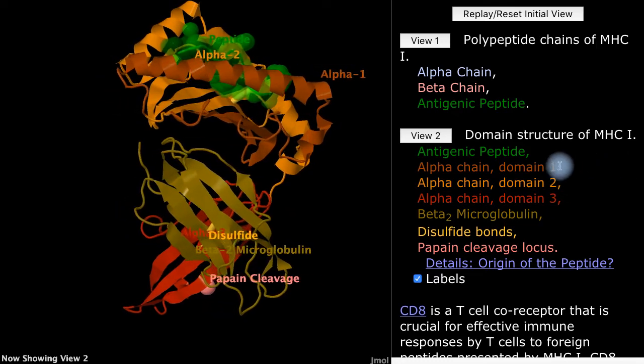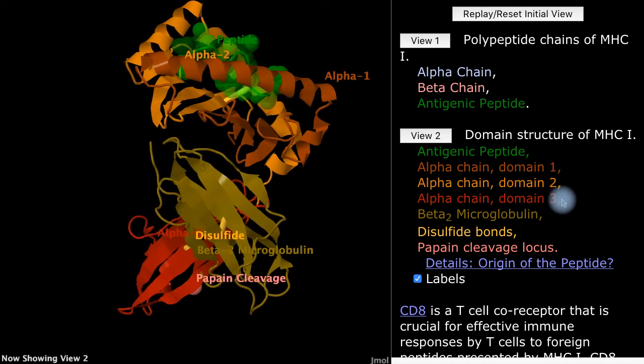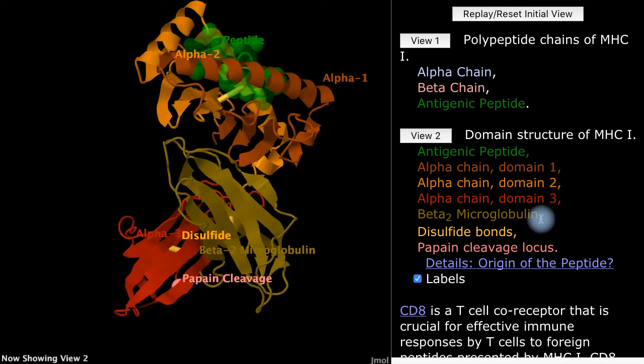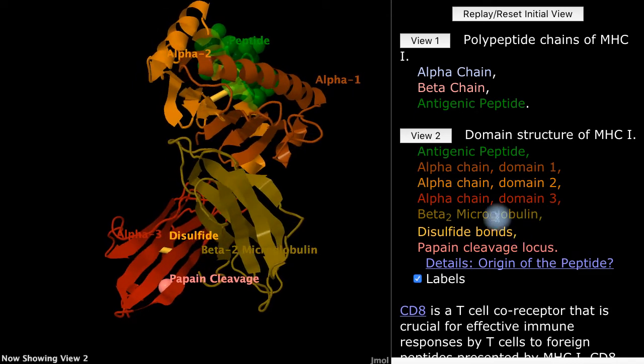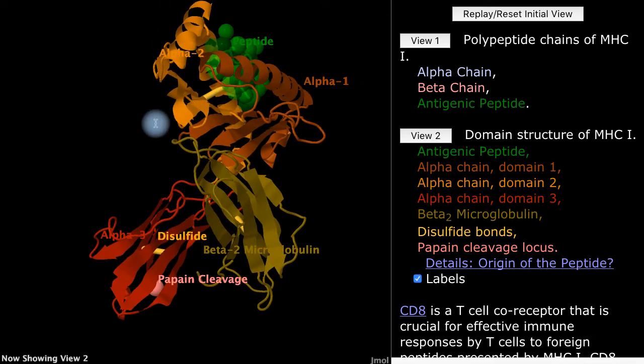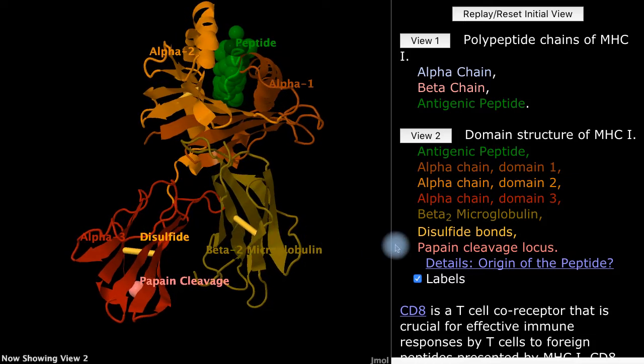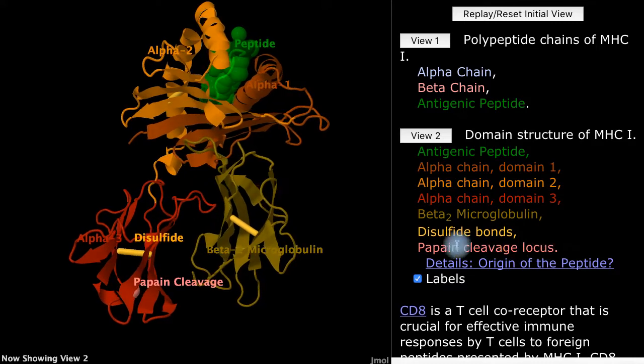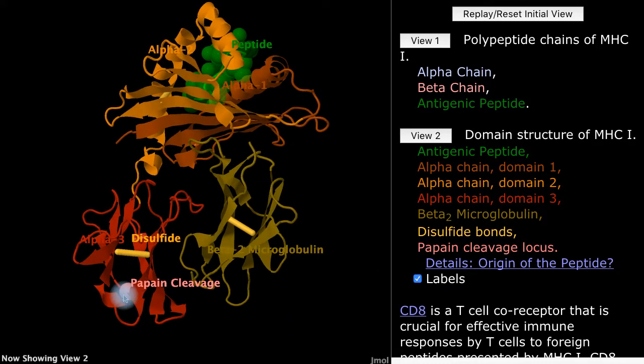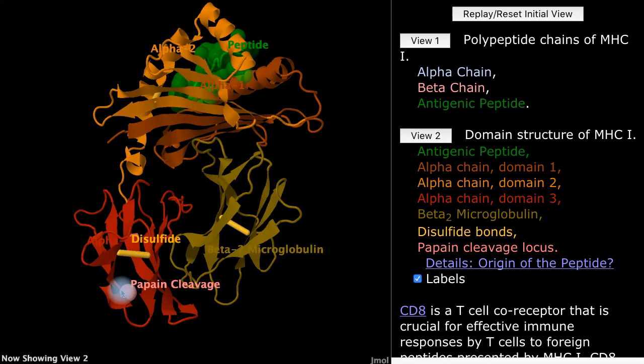The alpha chain consists of three separate domains. Beta-2 microglobulin is a separate domain in its own chain, and disulfide bonds are found in each of the immunoglobulin domains. This structure was solved before the days of genetic engineering by cutting the extracellular domains off with the enzyme papain. Here you can see where papain cut off the extracellular portion, leaving the transmembrane and cytoplasmic domains attached to the cell.